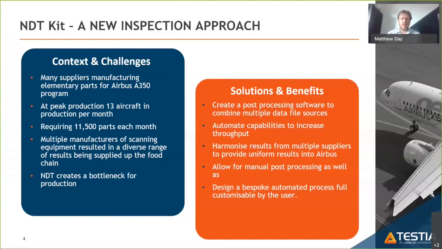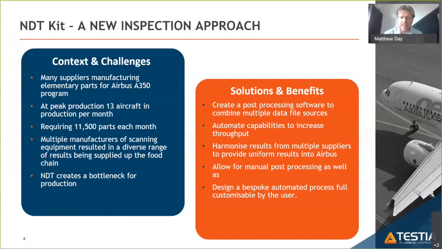So where did we find ourselves? There are multiple manufacturers, all with different scanning equipment and different data files, providing a very diverse range of results being supplied up the food chain. And as with most industries, NDT was creating a bottleneck for production. So the solution decided on was to create a post-processing software that combines multiple data file sources to create one output.